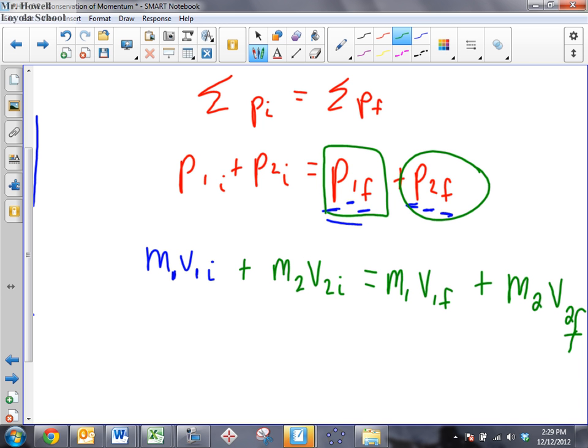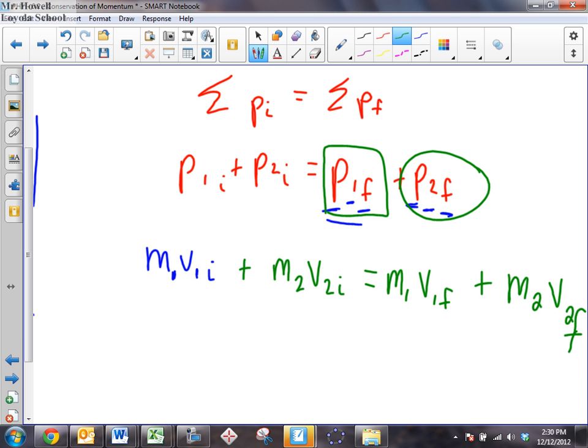Now, V1I is the velocity of this object initially. So when I'm sliding them together, it's the velocity of this object before they collide. V2I is the velocity of the second object before they collide. So they both have velocities before they collide. They hit, and they might rebound, or they might go off this way, depending on the scenario. So after they hit, they have a new velocity. Think about it logically: they slide together, they start moving in different directions, so the velocity has to change. V1F is the velocity of the first object after the collision. V2F is the velocity of the second object after the collision.